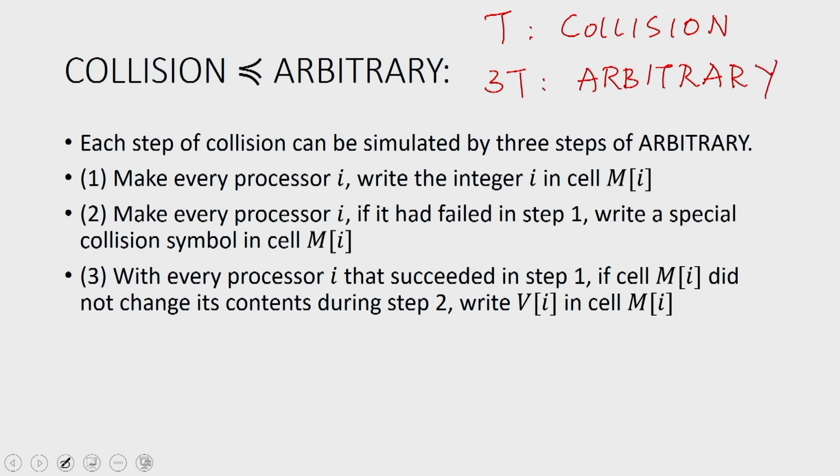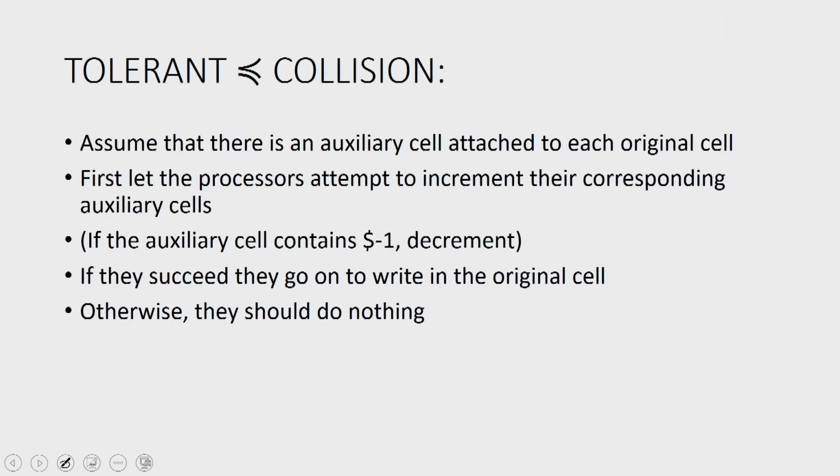Therefore, we say that arbitrary is at least as powerful as collision. And finally, we claim that collision is at least as powerful as tolerant. Given an algorithm on tolerant, let us say we want to simulate it on collision. So, let us consider the write cycle of an instruction of the tolerant algorithm.